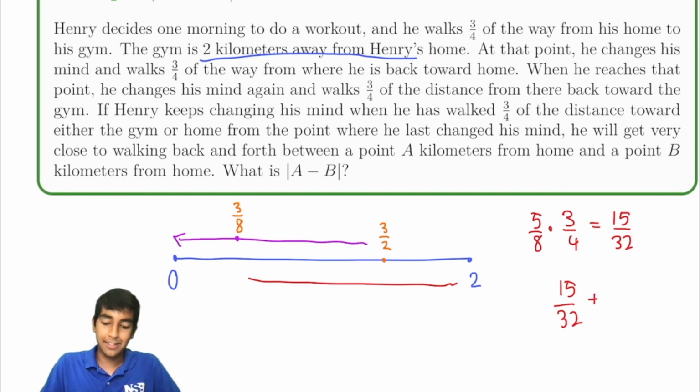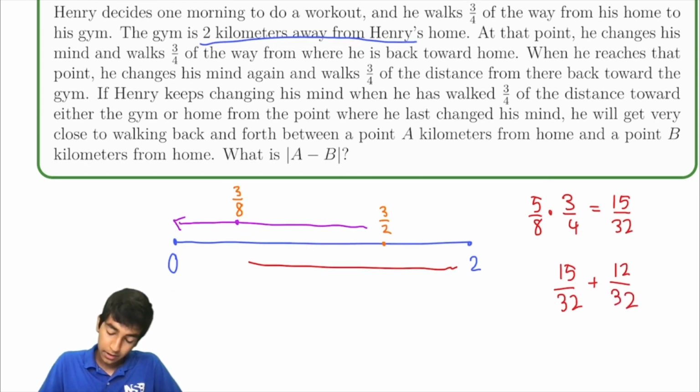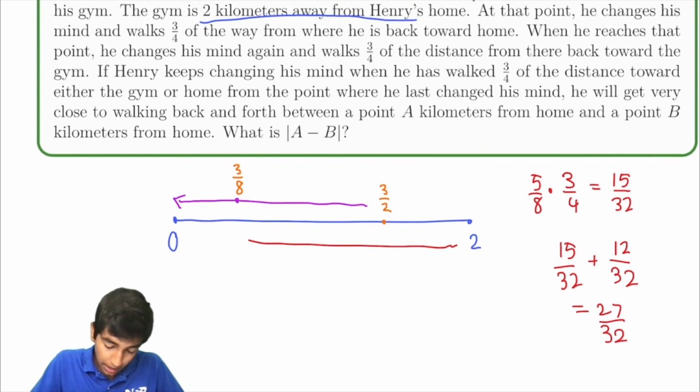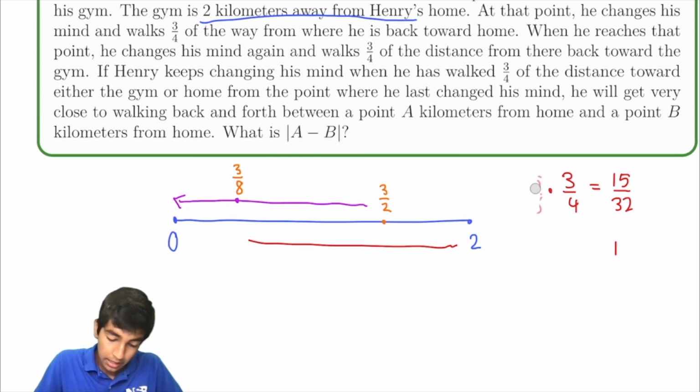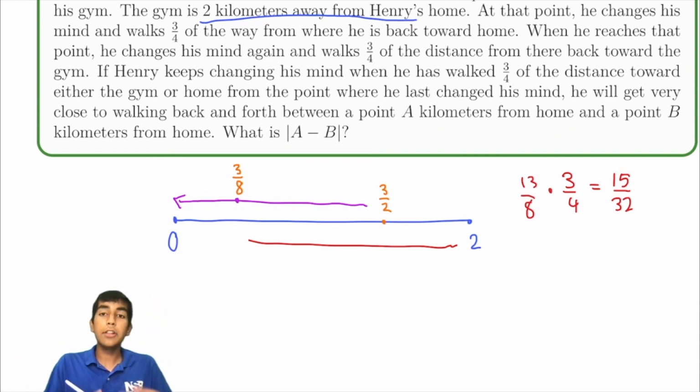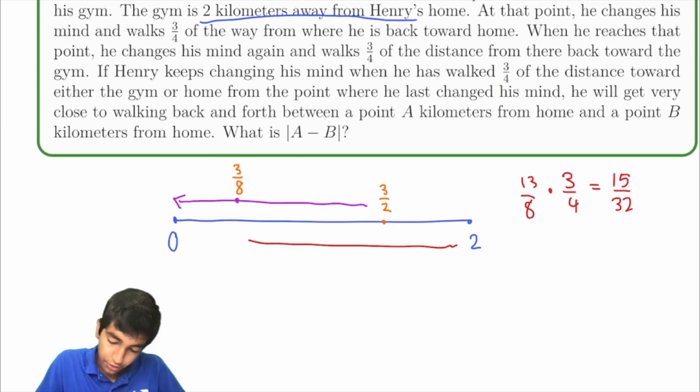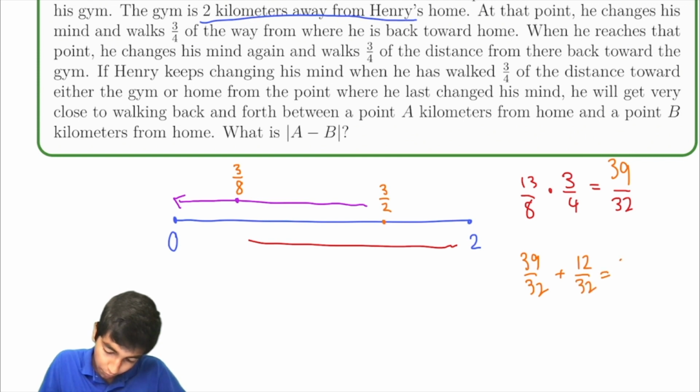15/32 plus 3/8, the original position, which is 12/32. You get 27/32. Or because he's 3/8 of the way, you'll have to walk not 5/8 but 13/8 of the way, because there's 2 kilometers total. So 13/8 of the way, which is going to be 39/32. So he'll have to walk 39/32. 39/32 plus 3/8, which is 12/32, equals 51/32.